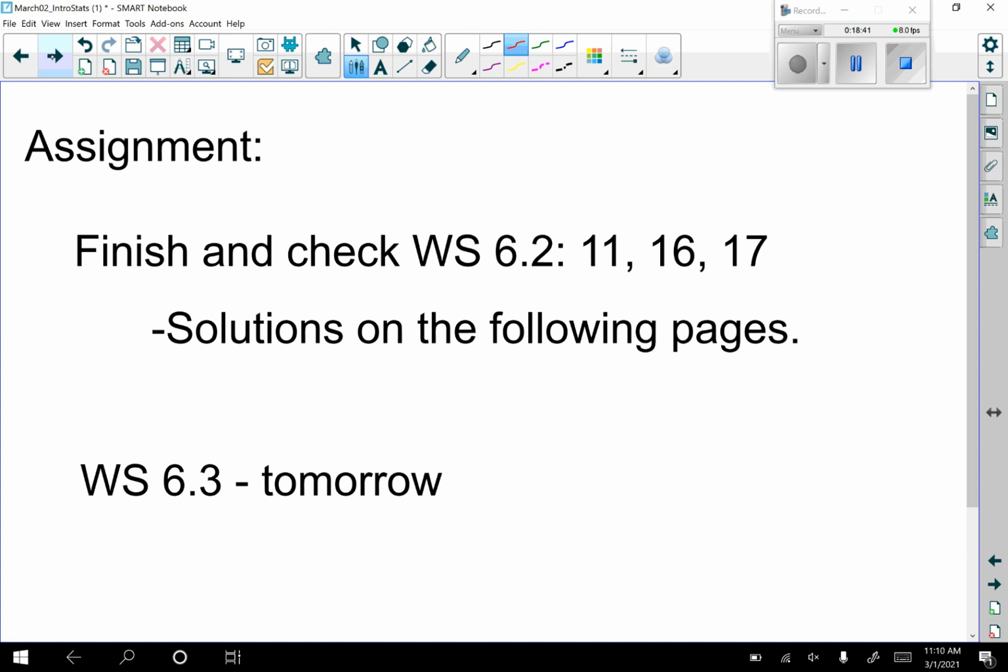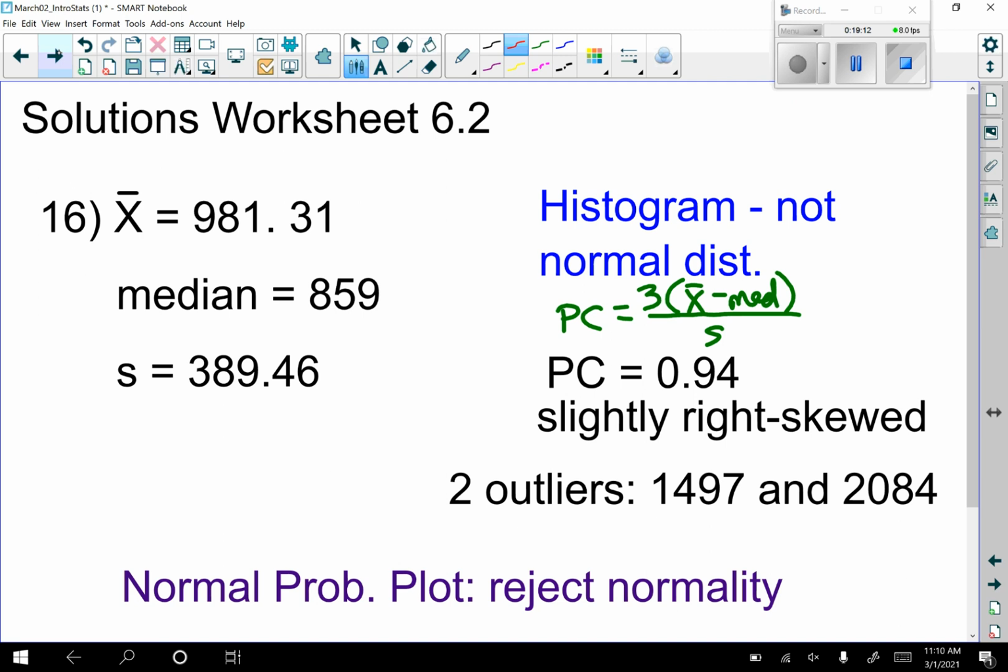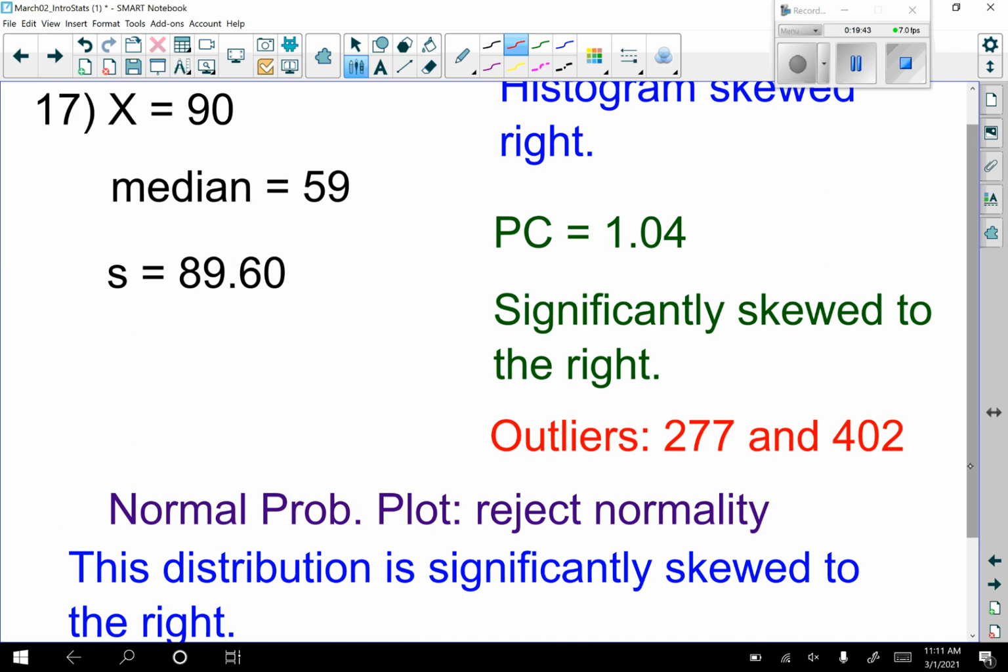All right, so I will give you guys worksheet 6.3 tomorrow. I want you to, if you still need to finish, but then check the answers to worksheet 6.2, the 11, 16, and 17. I'll show that on the next page here. So 11, these were just the processes for each type of test for normality. Here's all the data values and the results for number 16, and everything you need for number 17. Please let me know if you have any questions.